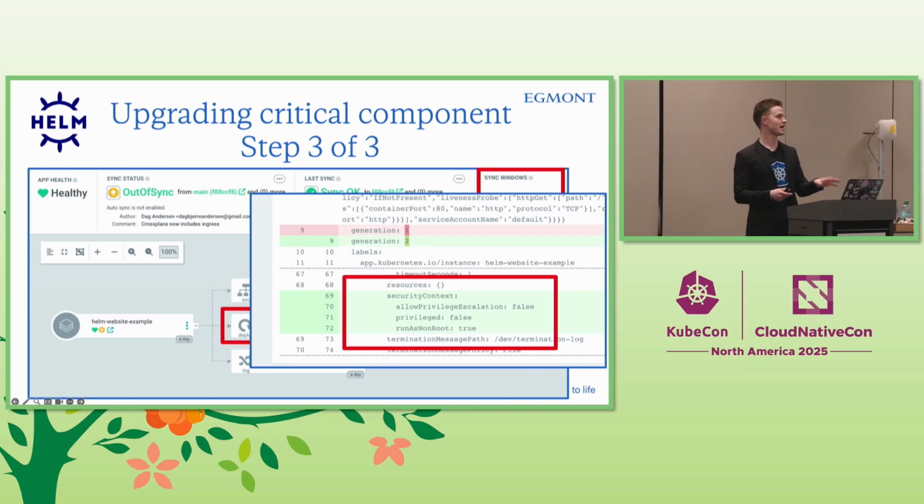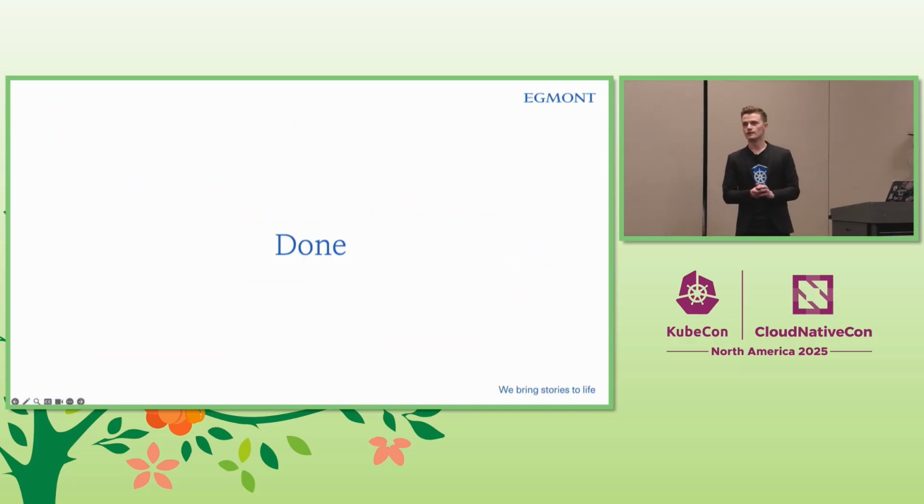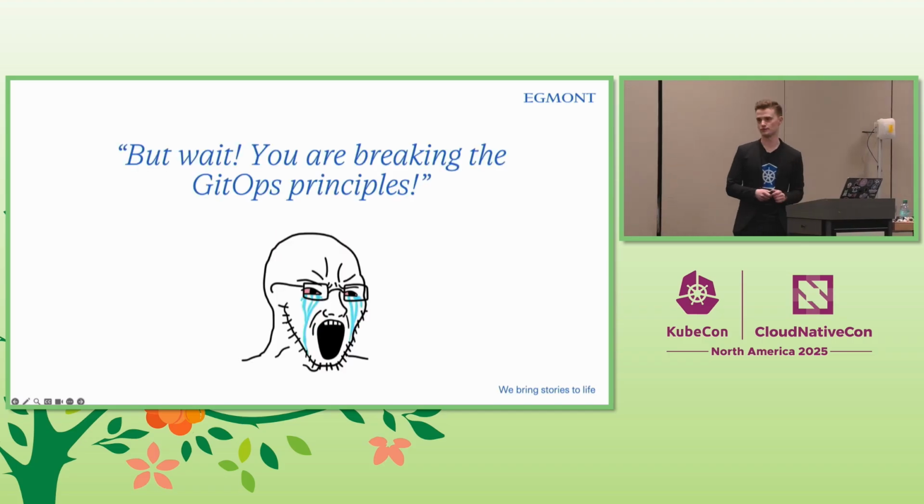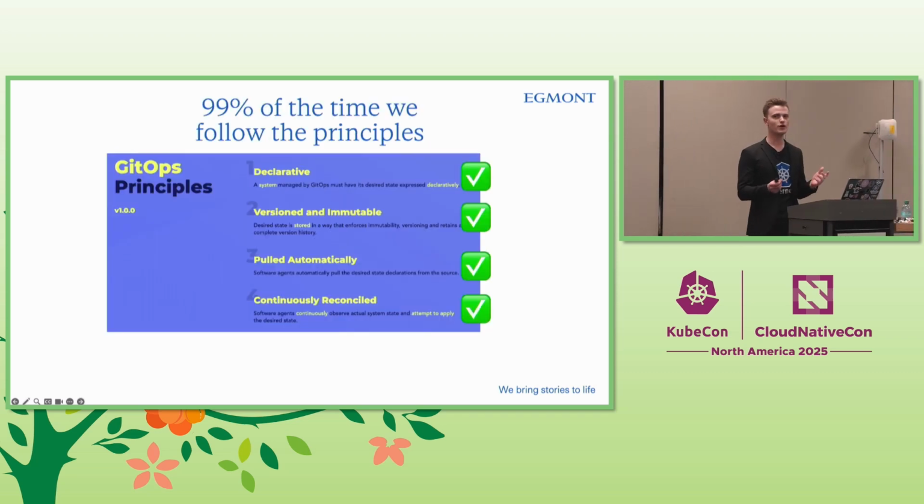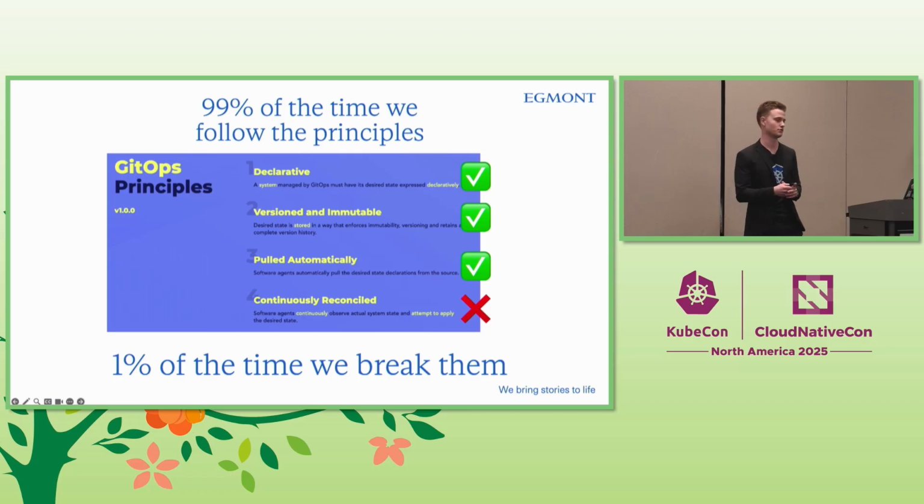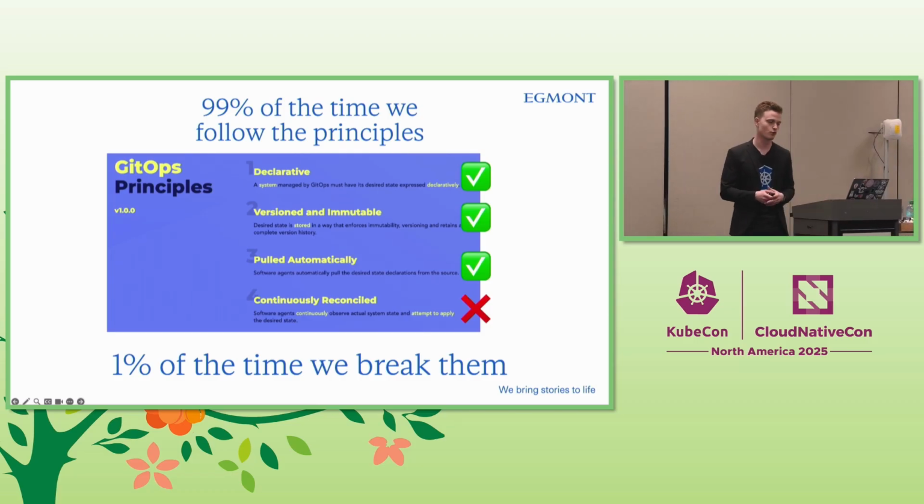So let's say I'm actually happy with this change. I just click sync and then I'm done. And I'm happy. But I know you guys, and you're like, but wait, you're breaking the GitOps principles. And yes, this is illegal. But the thing is, we're following them 99% of the time, and 1% of the time we're taking the liberty to stop the reconciliation and actually inspect something more carefully.